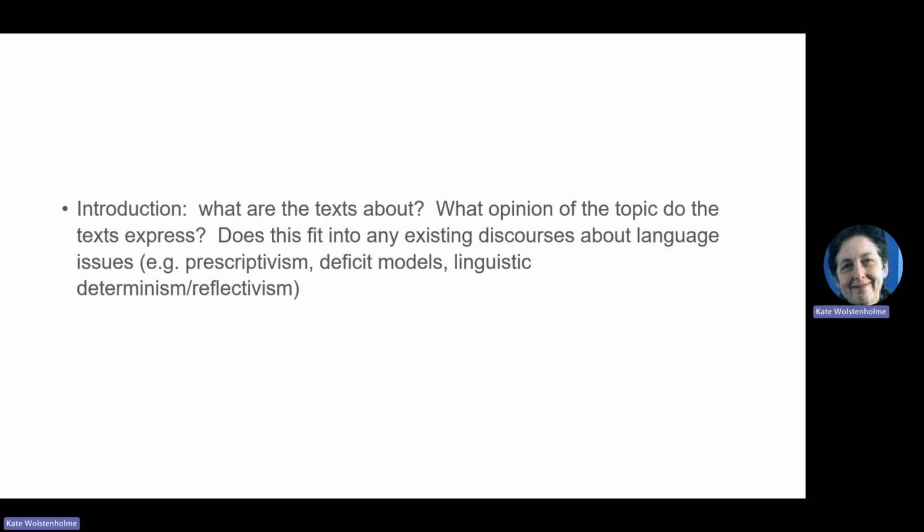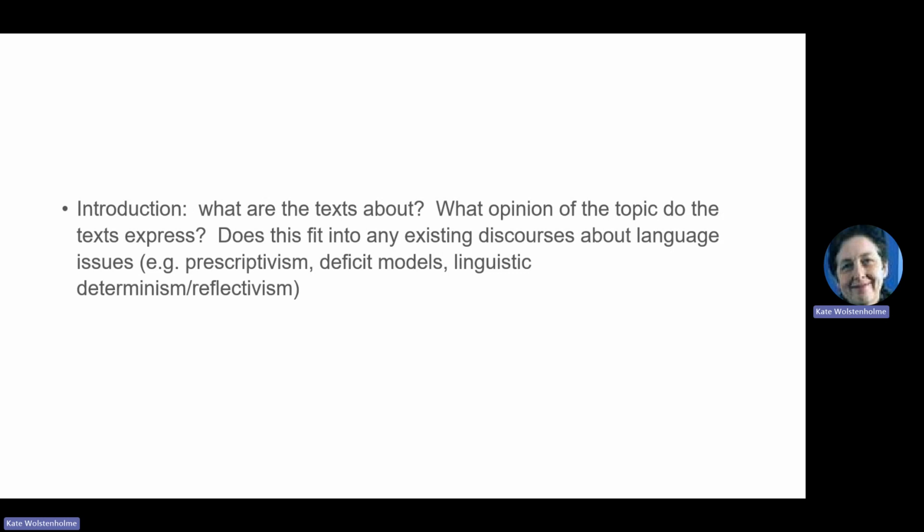All right, so in your introduction, what are the texts about? Comparing them: text A is, text B is. What opinions of the topic do they express? They'll be similar in their opinions. They might be different in their audience or their purpose, but they'll be similar in their opinions. There won't be much of a contrast, so they'll both be prescriptivist or they'll both be deficit. Importantly then, in your introduction straight away: what are the texts about? What opinion of the topic do they express?